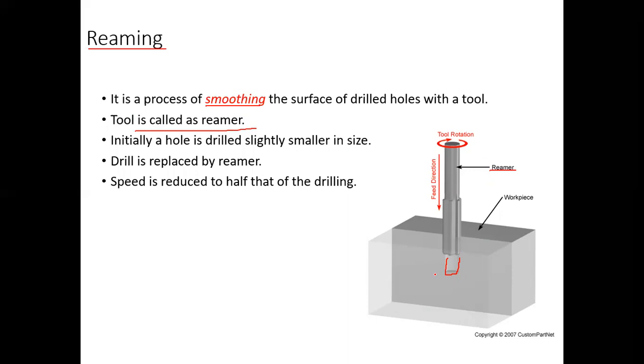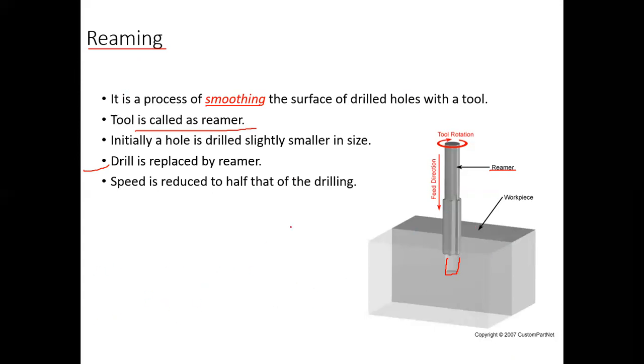A very small amount of material is removed, and the main intention of reaming is to finish the hole and make a smooth surface. This is also performed on the same drilling machine, but we replace the drill with a reamer tool. Initially we have done drilling, so after that you remove the drill bit, insert the reamer and then perform the operation. This operation can be performed on the drilling machine only.